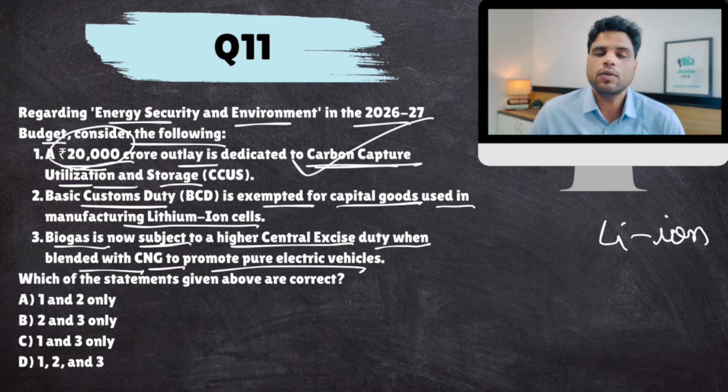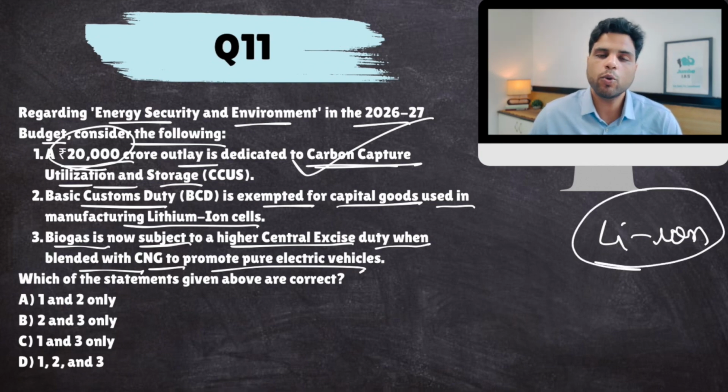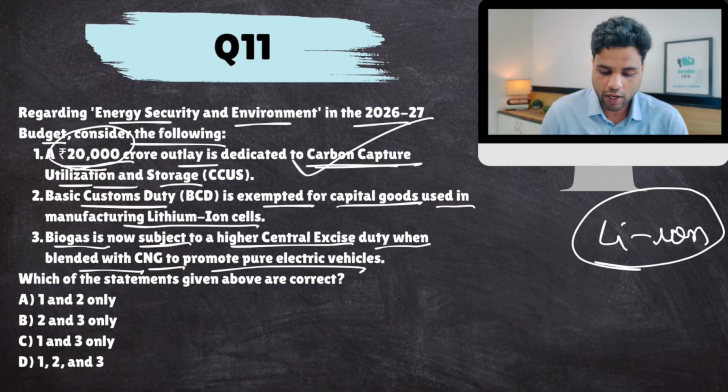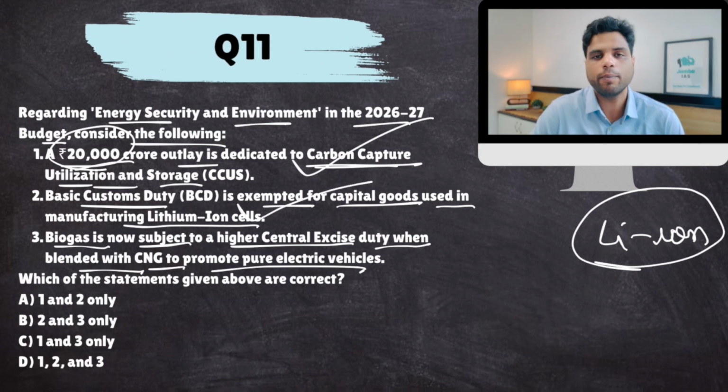Now, sometimes the machinery for manufacturing lithium-ion batteries has to be imported from abroad. And the importers have to pay a customs duty. That makes these machines expensive. So government has exempted them from customs duty. Okay. Yes. Government also wants to promote alternatives to petrol and diesel for cars.